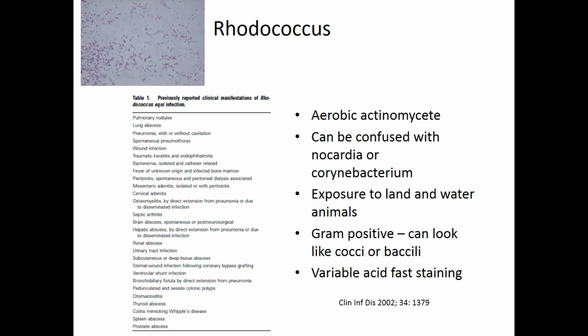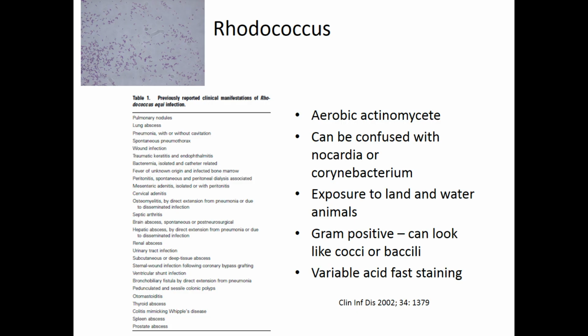Rhodococcus is another opportunistic infection that can be seen in the solid organ transplant population. On the top left, you can see a pathologic specimen of Rhodococcus. This is an aerobic actinomycete that often can be confused with Nocardia or Corynebacterium. Rhodococcus can be acquired from exposure to both land and water animals. It is gram-positive and can look like either cocci or bacilli and can cause variable acid-fast staining.